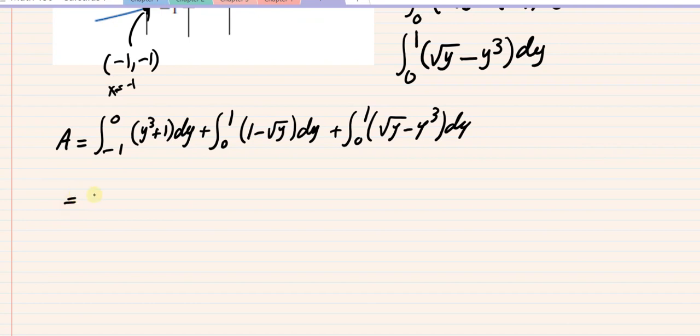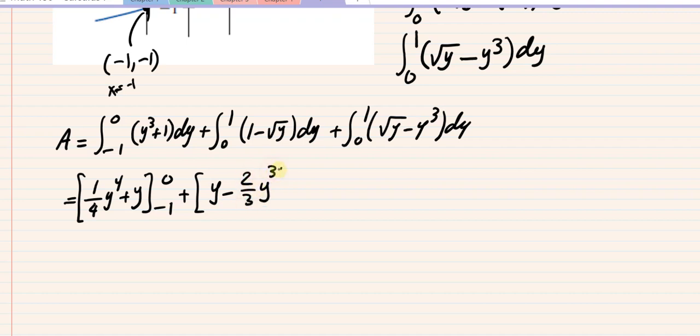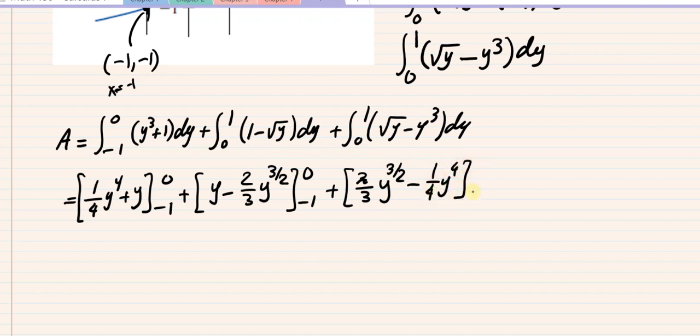Okay, now let's integrate them. The integral of y cubed plus 1 is 1/4 y to the 4th plus y, from -1 to 0. Plus the integral of 1 dy is y, minus the square root of y, that's y to the half. Half plus 1 is 3/2, so it's 2/3 y to the 3/2, from -1 to 0. Plus the integral of the square root of y, again, is 2/3 y to the 3/2, minus 1/4 y to the 4th, from 0 to 1.